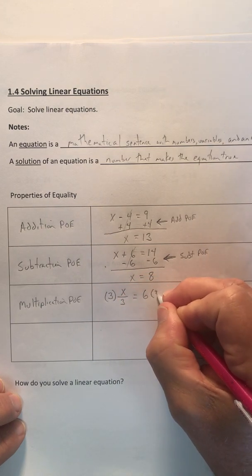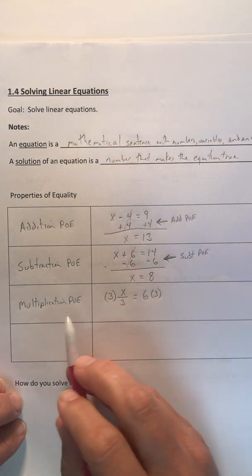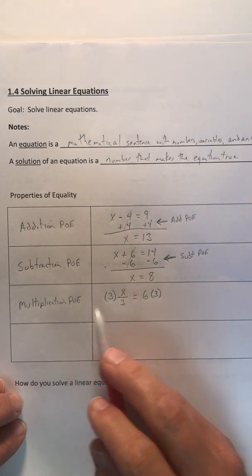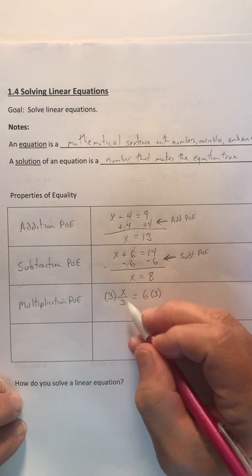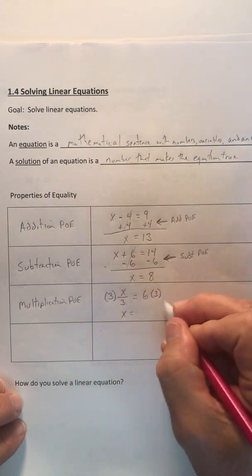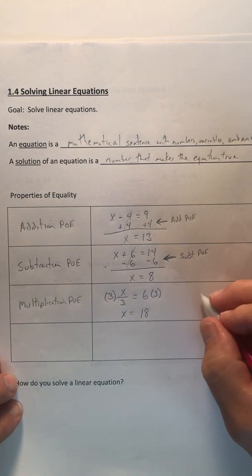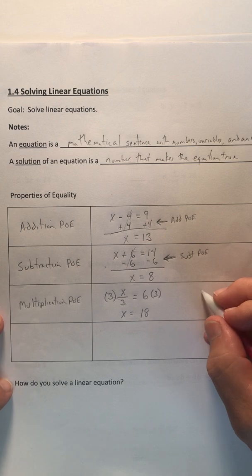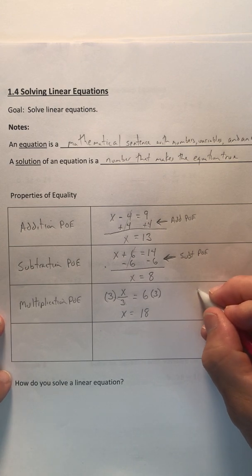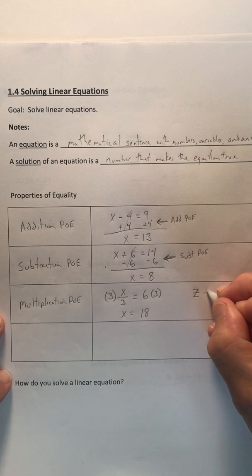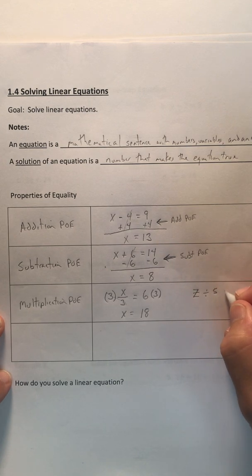And again, whatever you do to one side, you have to do to the other side. That's what the multiplication property of equality says. So now these 3's cancel out. Leaves us with x equals 18. All right. You could also see the multiplication property used if we would have had this. Let's do z divided by 5 equals 6.